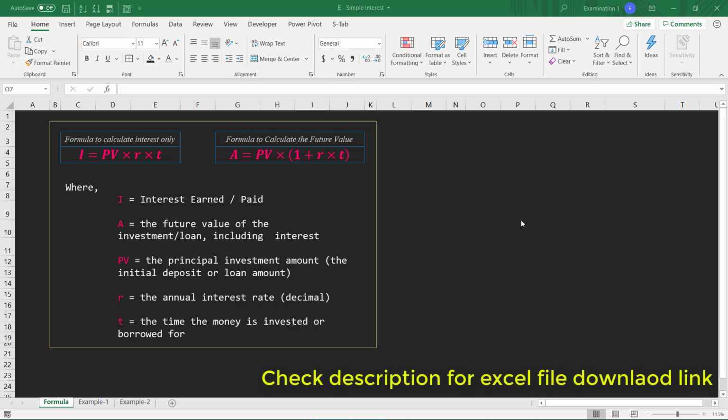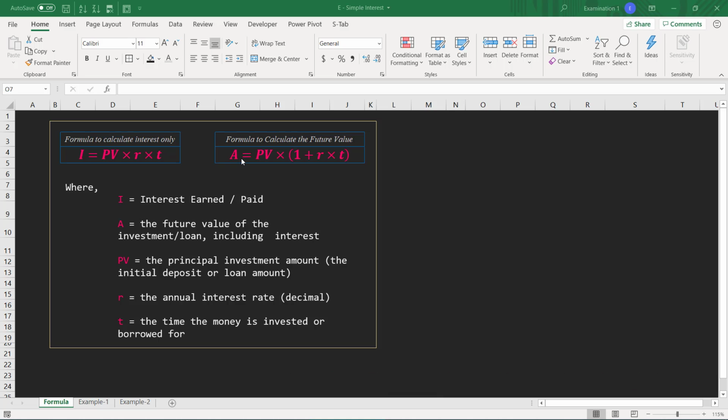In this video, I'm going to talk about how to find simple interest, and it is quite simple. We have two formulas here. One is to find only the interest for a particular period, and one is the total value after a particular period. Now, this formula, I = PV × R × T, calculates the interest earned in a particular period at a particular interest rate over a present value.